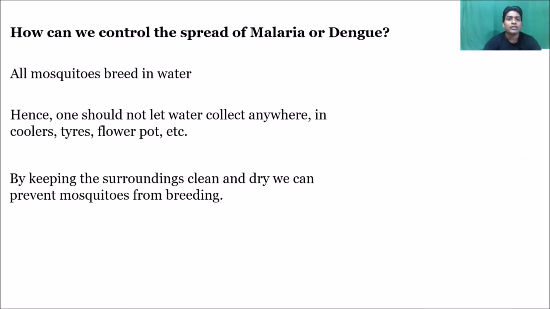So how can we control the spread of malaria or dengue? When we know the reason how malaria or dengue is spread, that is by mosquitoes, how do we control them? As from our previous classes, or from childhood, 4th, 5th classes, we come to know that mosquitoes breed in water. So one should not let water collect anywhere, either in coolers, tires, flower pots, or in the drains and all. By keeping our surroundings clean and dry, we can prevent mosquitoes from breeding.